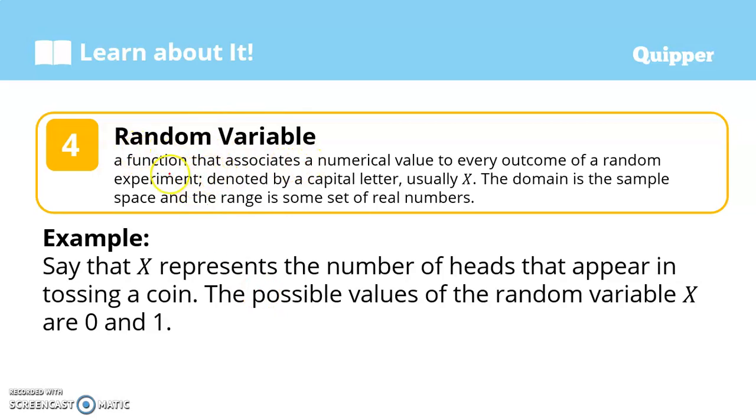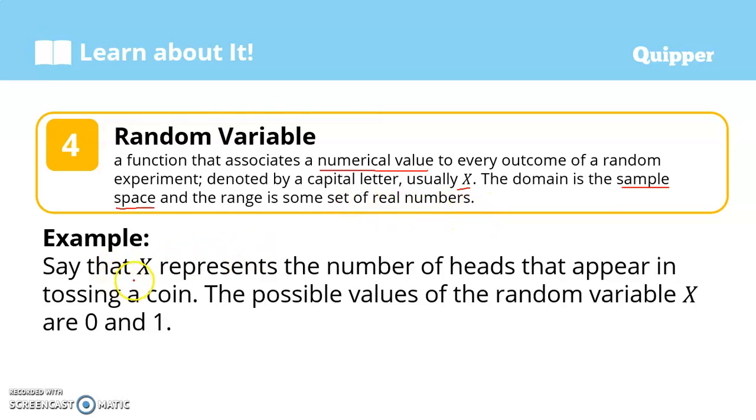Random variable. A random variable is a function that associates a numerical value to every outcome of a random experiment. It is denoted by a capital letter, usually X. Pwede ding Y, no? The domain is the sample space. Again, the sample space is the domain, and the range is some set of real numbers.